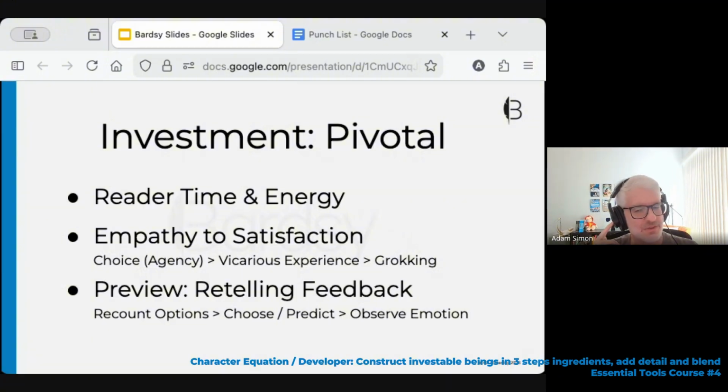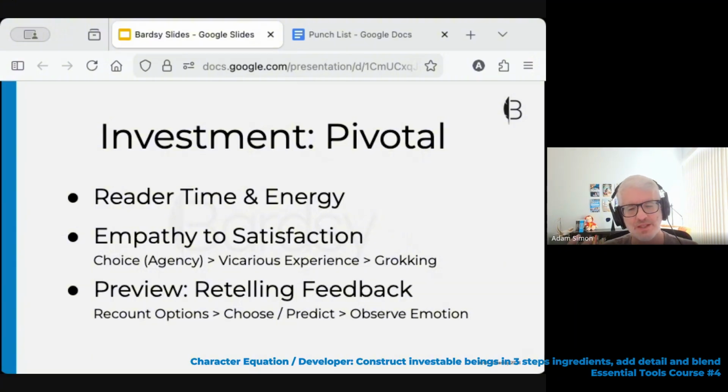And we test this, we're going to talk about this in the future, by retelling. So your goal in a choice situation is for the reader to be able to recount the options. They need to understand that's a choice. And once they see that, they're going to automatically interrogate the simulation and make a prediction. And then if you're constructing a situation properly, there's going to be some kind of consequence after that.